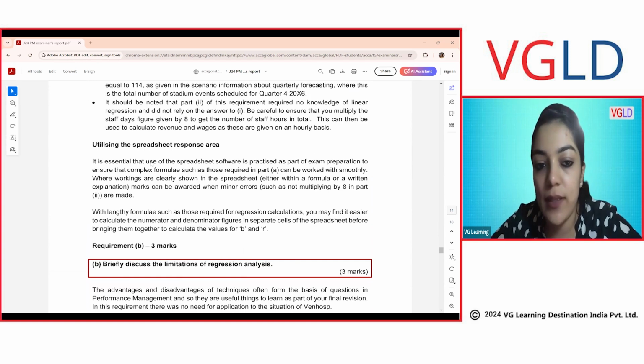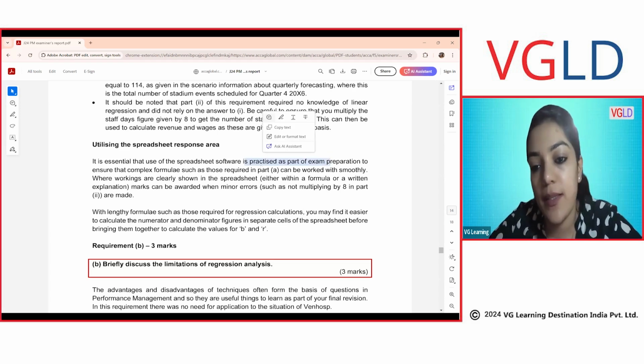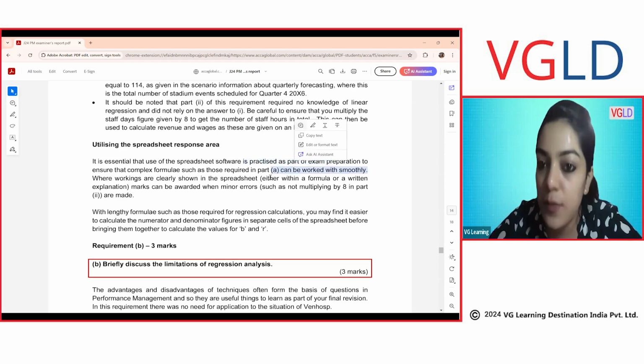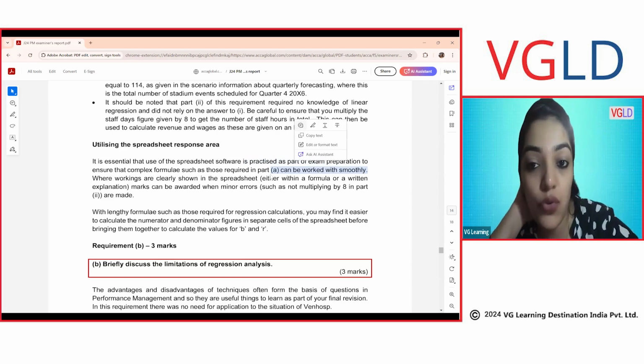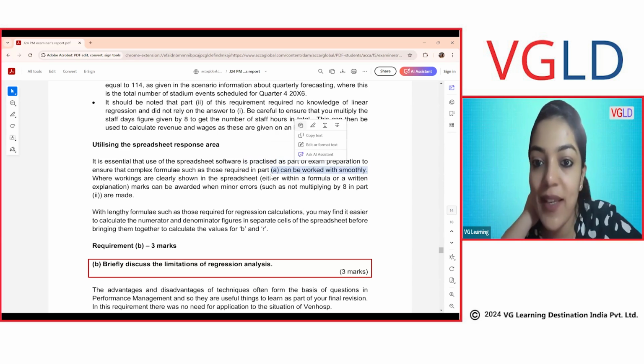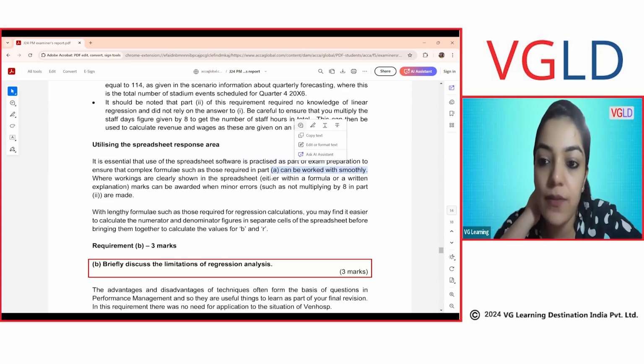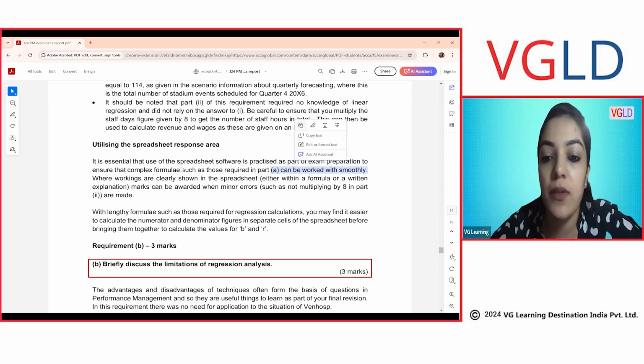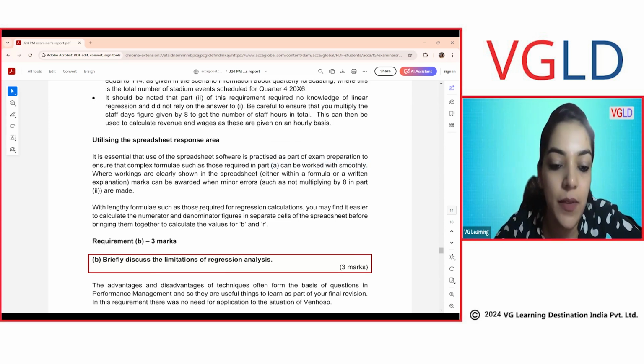So what are they suggesting? Look at this. It is essential that use of the spreadsheet software is practiced, which I've been telling you. It is practiced as part of exam preparation to ensure the complex formulas such as those required in part A can be worked with smoothly. As I've been telling you, do not use pen and paper anymore. We'll be learning some formulas, and if you are able to use them in Excel, only then it's good. Otherwise, you will struggle in the exam. That is what even the examiner's team is telling us.